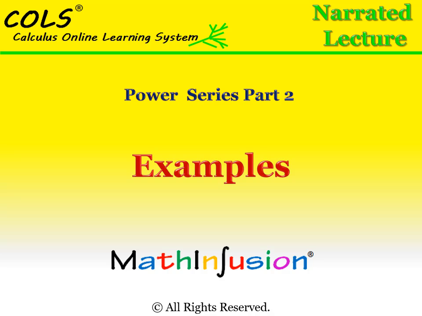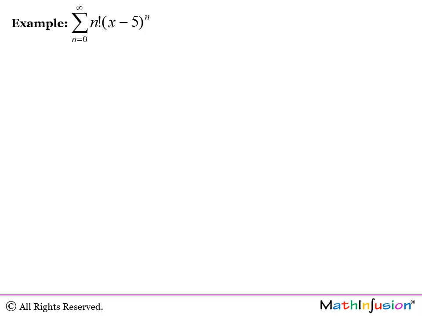Power Series Part 2. Examples. Example. The sum of n factorial times x minus 5 to the power of n. We will apply the ratio test because we have a factorial.